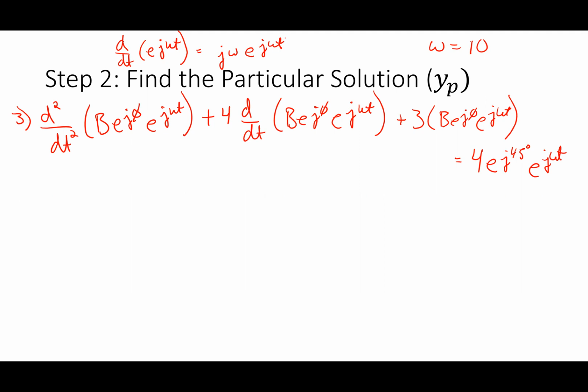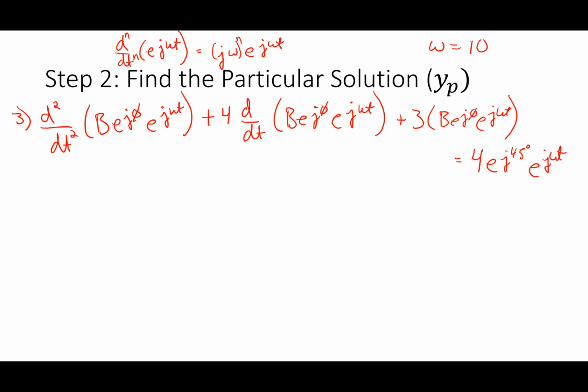And if I did this n times, let's say it's the nth derivative of this thing, what would the nth derivative be? j omega to the power n times e to the j omega t. Basically, the j omega just keeps coming down, and the e to the j omega t keeps coming out.